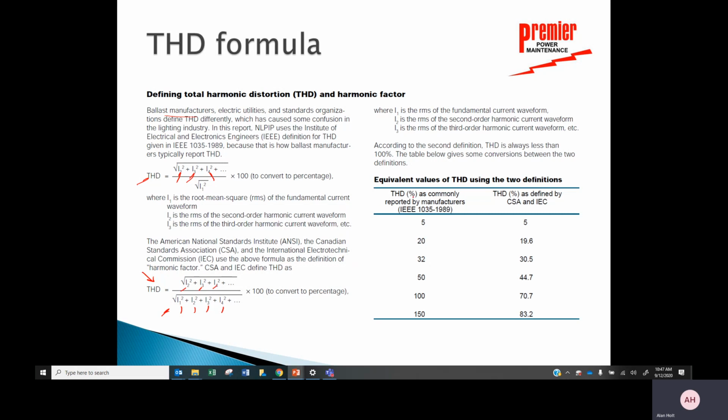So if I look at the total harmonic distortion reported by manufacturers according to IEEE, these would be values that I could receive. If I do the calculation as the Canadians do, these are the values I'd get. They don't show quite as badly. You see the big differences when it gets up very, very high. So we can see that we can actually calculate total harmonic distortion, and we can understand where that calculation is coming from.